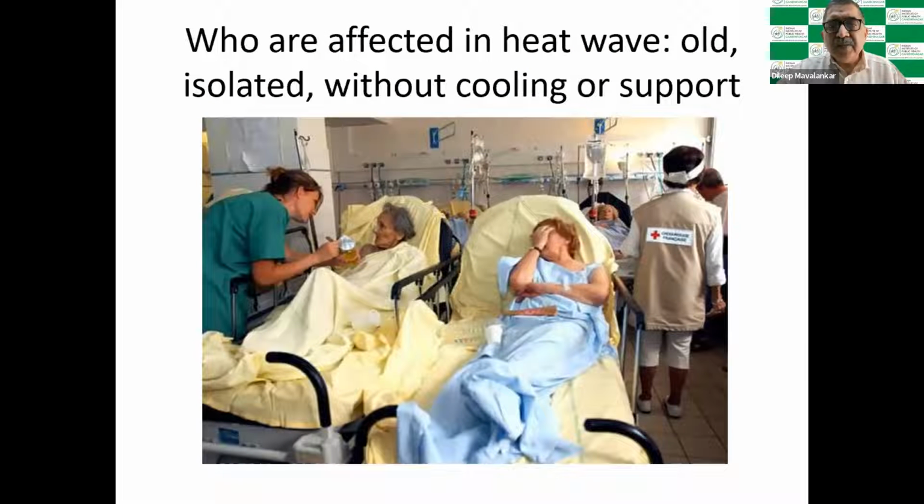Not only that, what happened in that week was something like what was happening in COVID. Hospitals and emergency rooms in Chicago were full. This is a picture of a Chicago emergency room, which is normally not so full. Patients are so close to each other because there were so many patients the hospitals couldn't handle. People who were affected were old, isolated, didn't have any social support, and were without cooling, because in Chicago nobody uses air conditioning. It is always heating that people have, and no support.